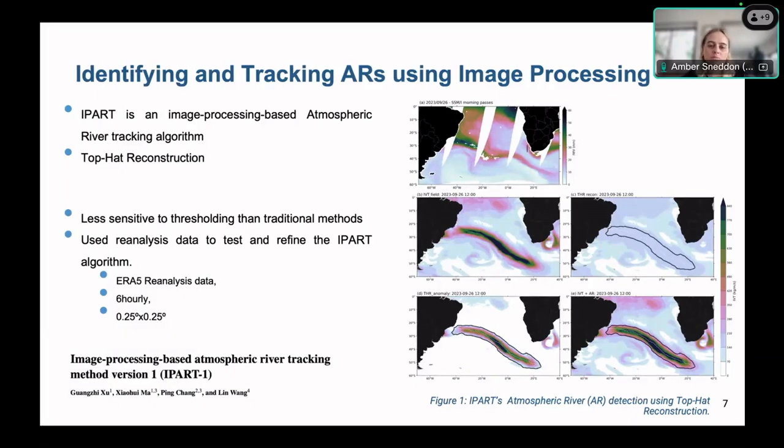There are a few methods that use image processing, but we found this one was the best option for us. We have now validated this using ERA5 reanalysis data and developed a climatology for the Southern Hemisphere from 1979 to 2023. We've used this as a base for all of our comparisons. This is also very nice for us going into using different models, as it's going to be a very good baseline to also have a more robust detection method.